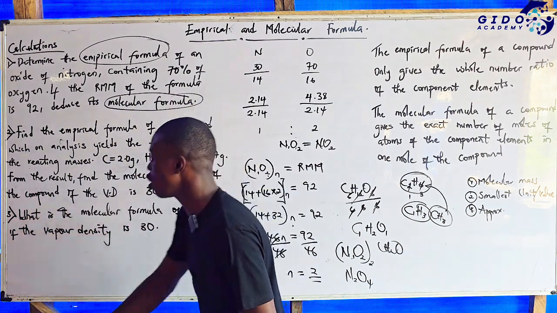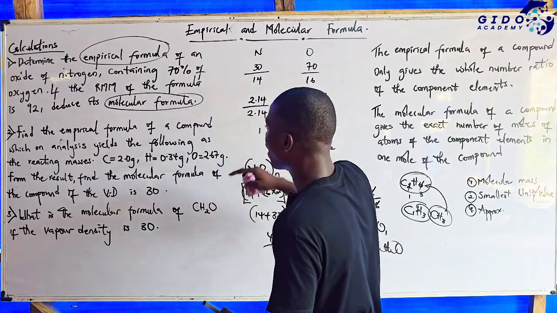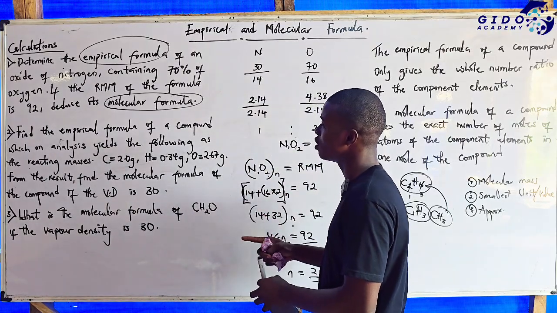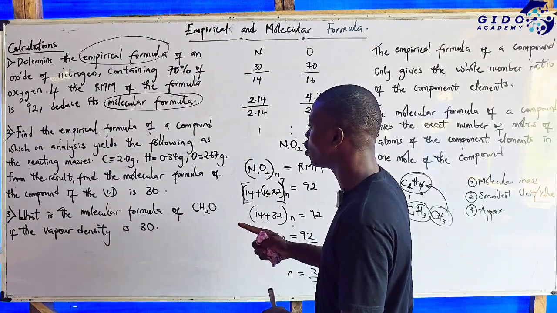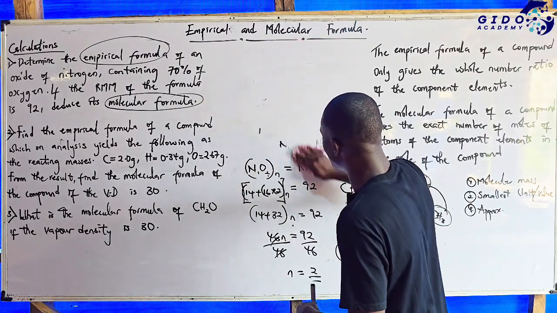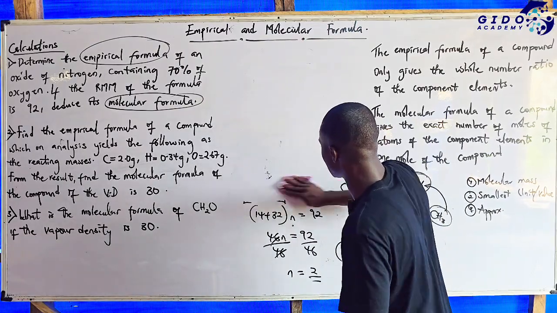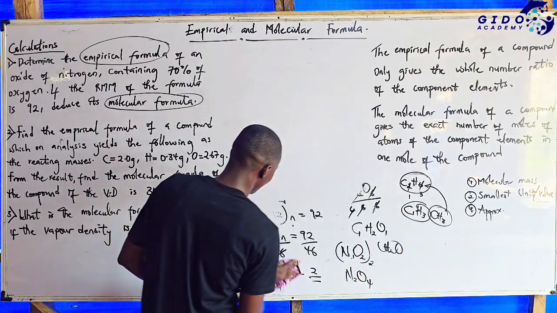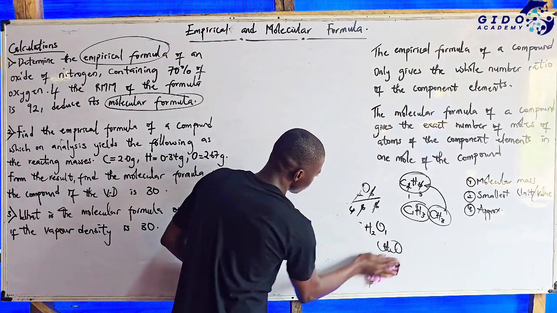Now, if you look at the second question here, it says, find the empirical formula of a compound on analysis that yield the following as their reactive masses. So let me quickly clean this. You can pause the video so that you can easily get, in case you have not written what I'm cleaning.